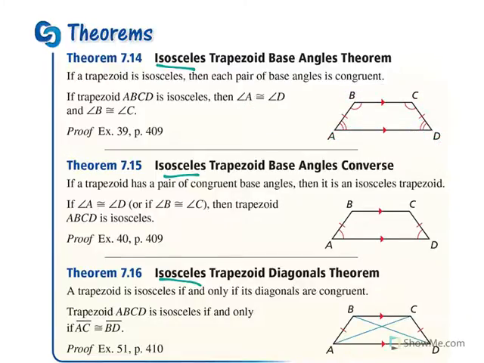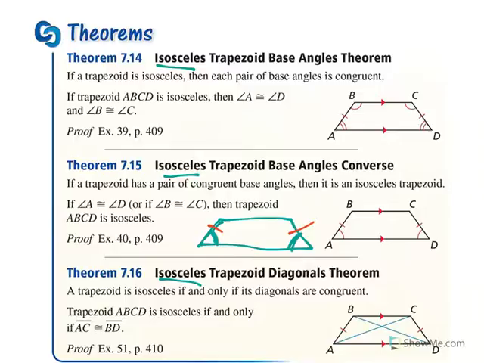Our next theorem, the base angles converse, tells us just the opposite. Remember, converse flips it around. So if we know that a pair of base angles are congruent, then it follows that the trapezoid is isosceles. It's going to have those two legs that are the same. So if the trapezoid was drawn with just the base angles marked, and that was all I was given, then I would be able to add the tick marks, because I know it has to be an isosceles trapezoid since those base angles are congruent with each other.